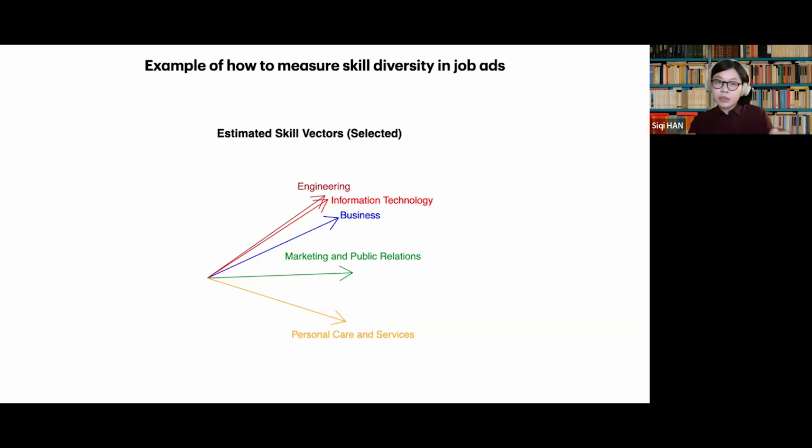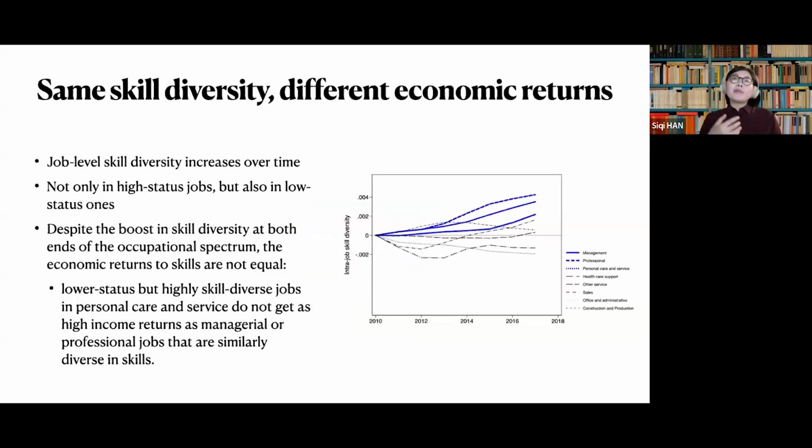So if we scale this up for every skill, for every job, we can do pairwise skill distances of all skills that a job requires, and we average the distances to get an index of skill diversity for the job. And then we aggregate the jobs at different sectors of the labor market to see whether every worker, if they have higher skill diversity, that necessarily means they have higher economic returns. So because we have 10 years of data, we can also capture the trend of it, whether all jobs are increasing in terms of their skill diversity or not.